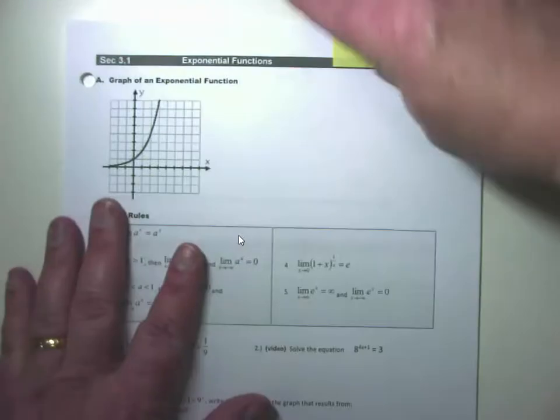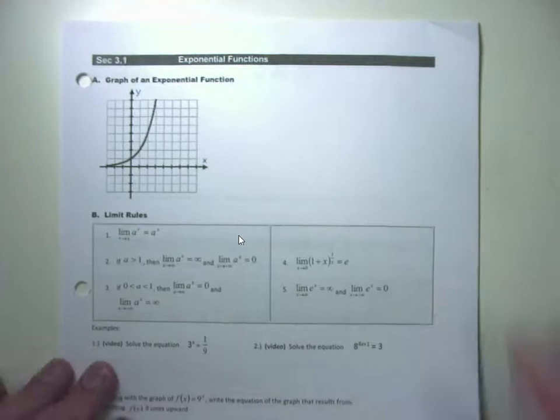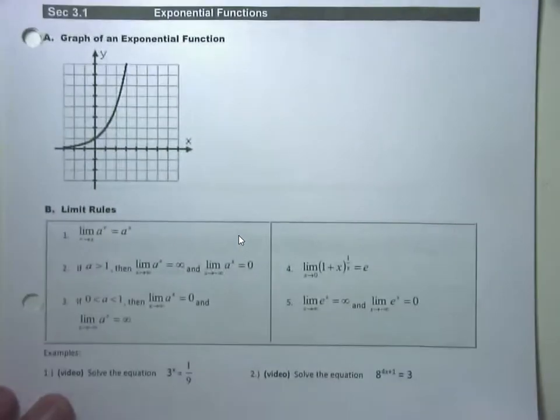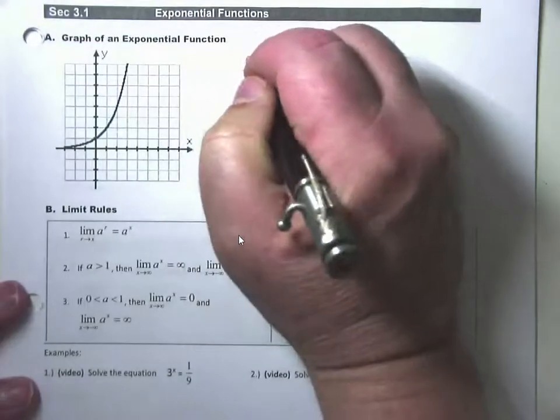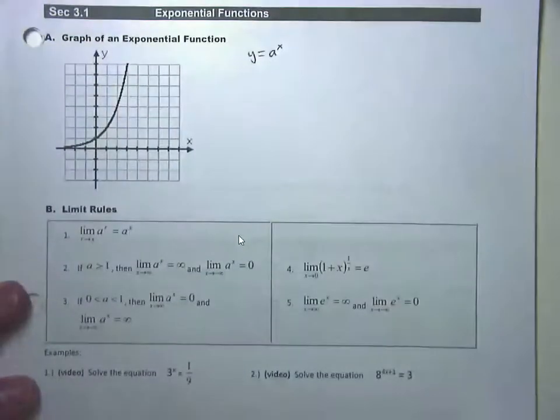So here we go. Section 3.1. Hopefully you watched the awesome pre-section video already, took notes off of it, and passed the quiz. Here's the idea. What exactly is an exponential function? Let me give you a little background. An exponential function is a function where the variable is in the exponent. So you have something like y equals a raised to the x, where a is a constant.